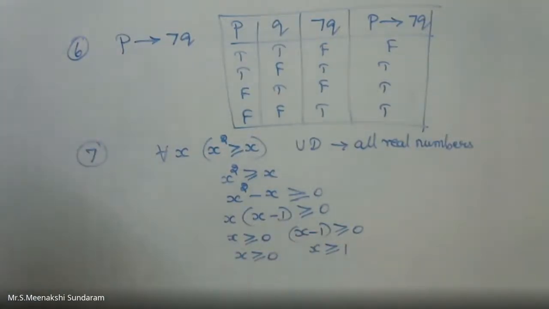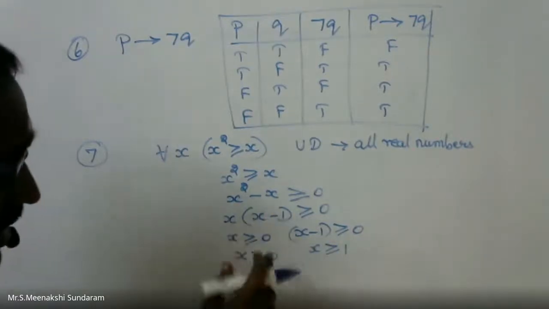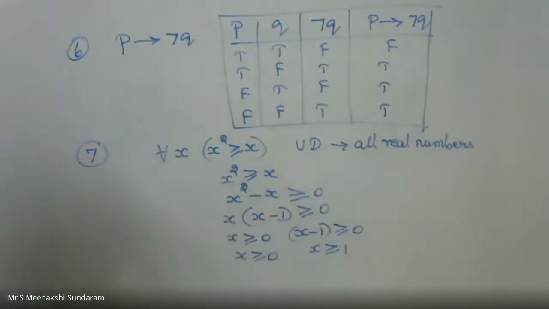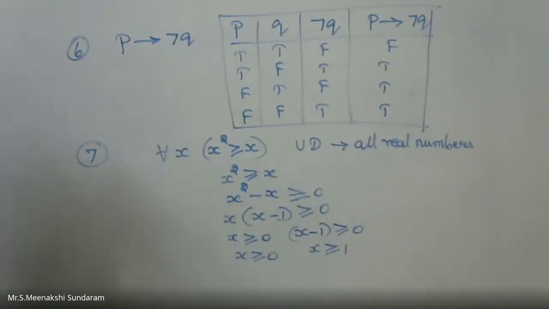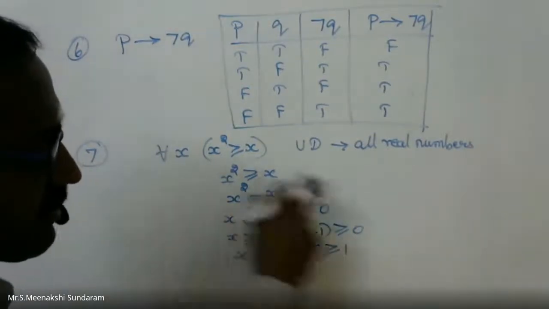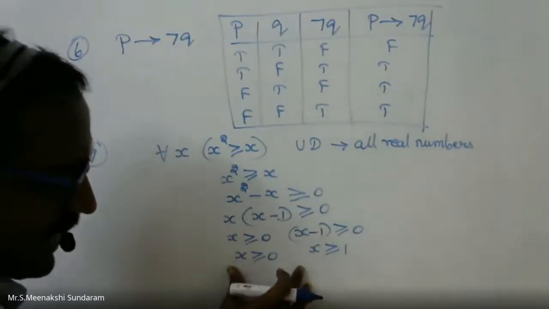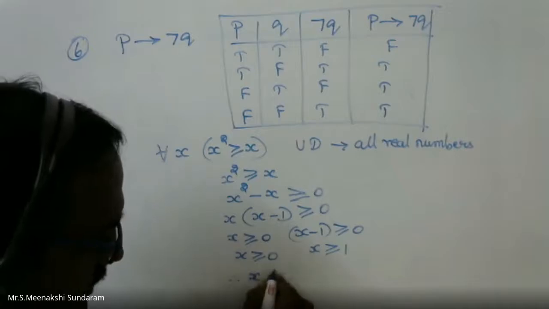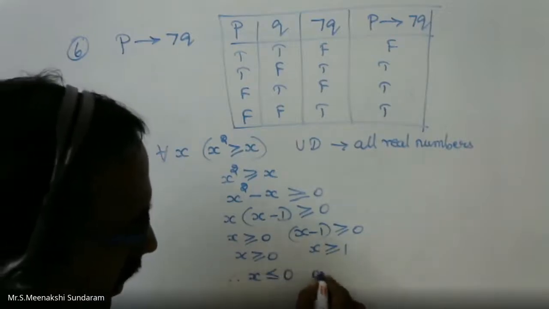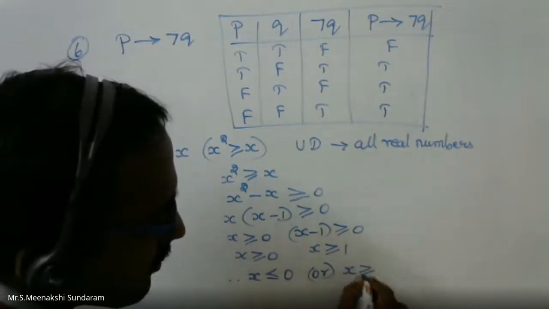Either both are negative: x is less than or equal to 0 and x minus 1 is less than or equal to 0. So what is the conclusion you can write? x is less than or equal to 0. Therefore, x is less than or equal to 0 or x is greater than or equal to 1.